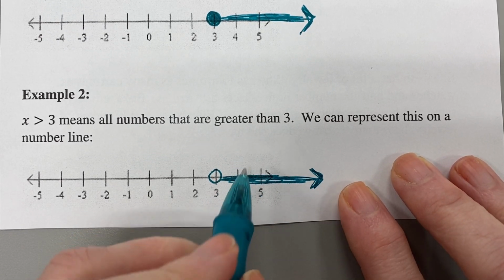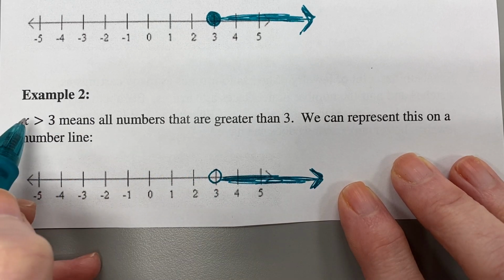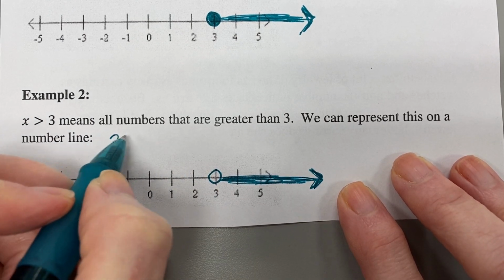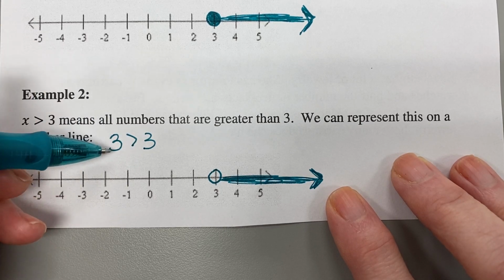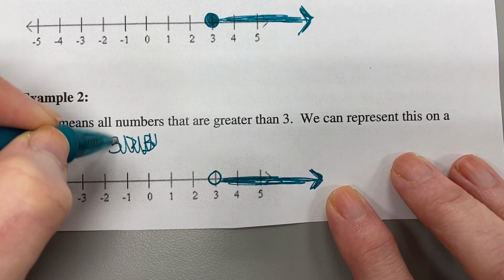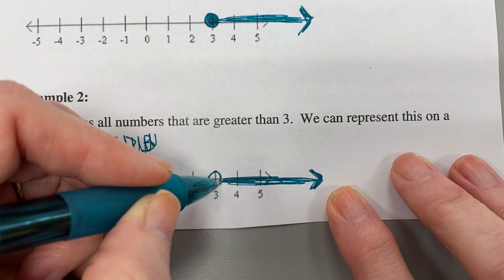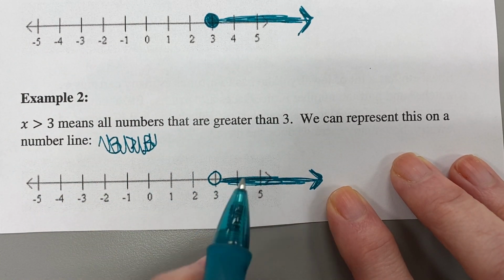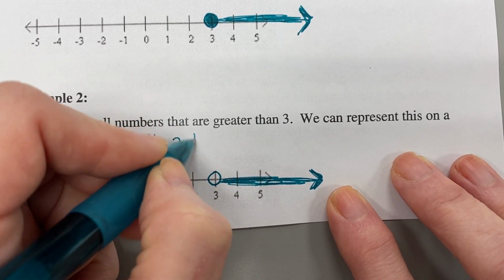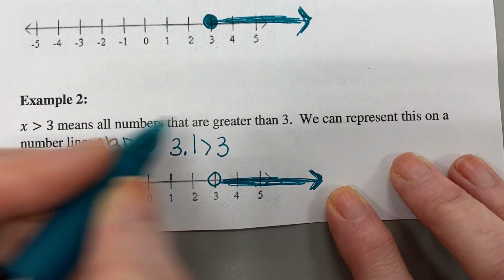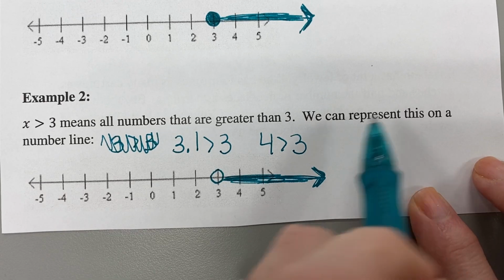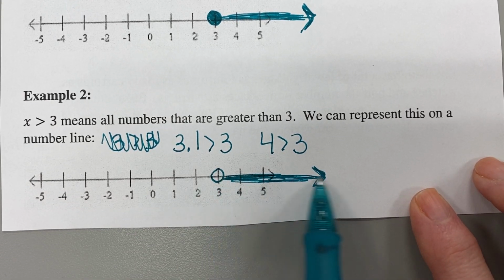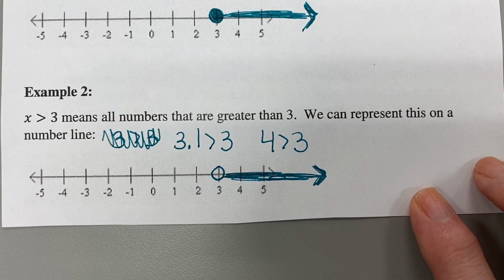Okay? So we're not including the 3, because if we did, it would be 3 is greater than 3, and that's just not true. 3 is not greater than 3. They're equal. So that's a no-go, and that's why I have him unincluded. But as soon as I get to 3.1, 3.1 is greater than 3. Yep. 4 is greater than 3. 5 is greater than 3. 100 is greater than 3. Anything up this road is greater than 3. Okay.